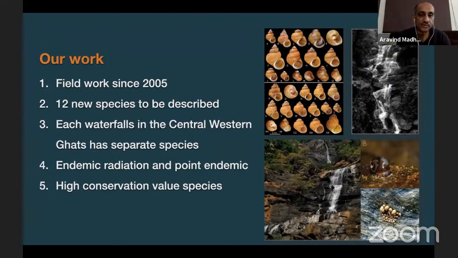So each waterfall in the central Western Ghats has a separate species. Go to Kudremukh National Park, there's the Hanuman Gundi waterfalls. It has one species, called Chromnoconchus hanumani. If you go to Kadambi, you will have two different species found in the same waterfall. And if you go to the northern Western Ghats, Mahabaleshwar has 2-3 waterfalls, and will have only one species. So they are so much endemic.